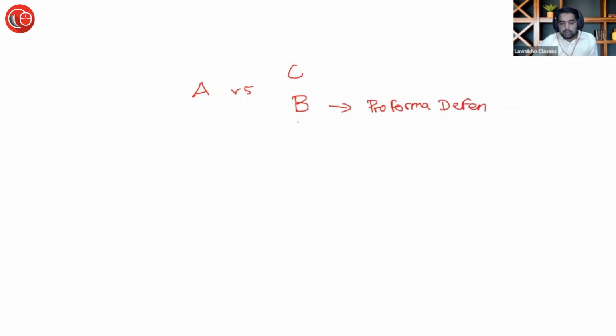अब ये तो मान रहे हो कि प्रोफॉर्मा डिफेंडेंट और मेन प्लेंटिफ में कोई डिस्प्यूट नहीं होता, बीच में कोई कॉन्फ्लिक्ट ऑफ इंटरेस्ट नहीं होता. So the question is, if you want to see how the suits are contested, how will you say that, how are they contested? First, they are contested between A versus C. The answer is yes, they are contested between A versus C.